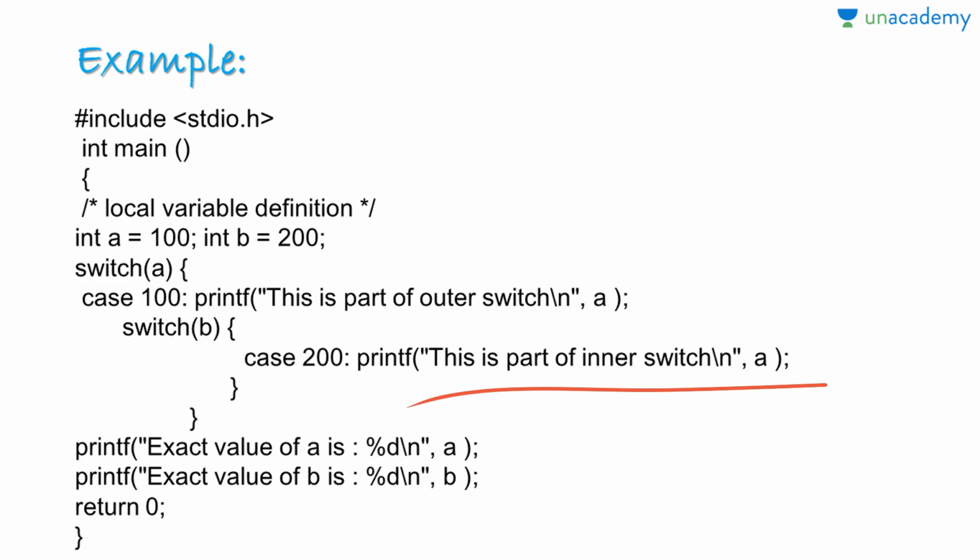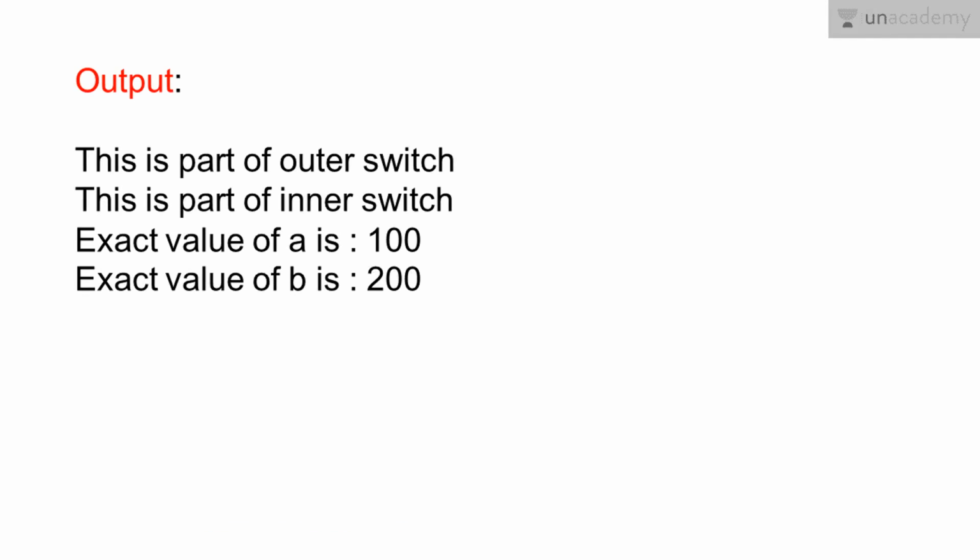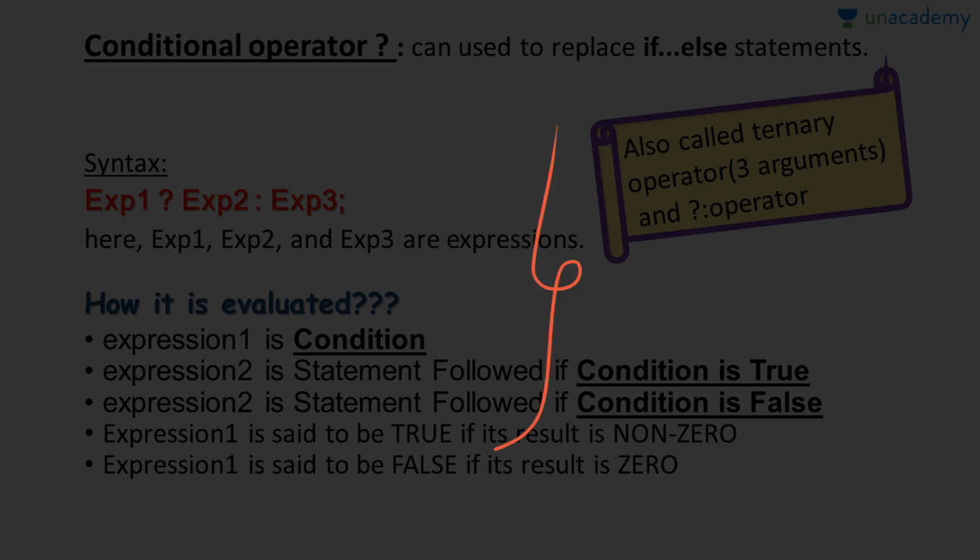After executing and coming out of the switch, we have two print statements. Exact value of A is, print the value of A, that is 100. Exact value of B is, print the value of B, that is 200. So four lines in the output. One is this is part of outer switch, this is part of inner switch. Exact value of A is 100. Exact value of B is 200. So see, this is the output.